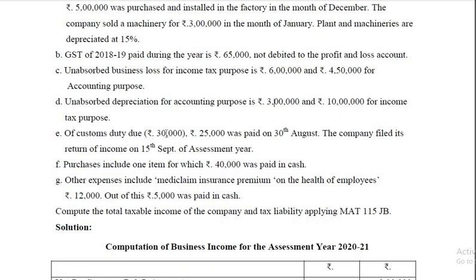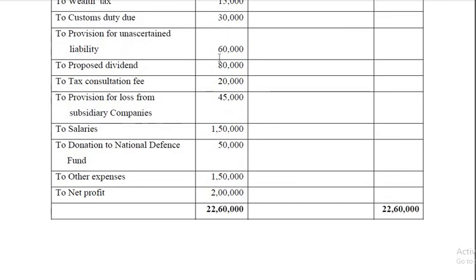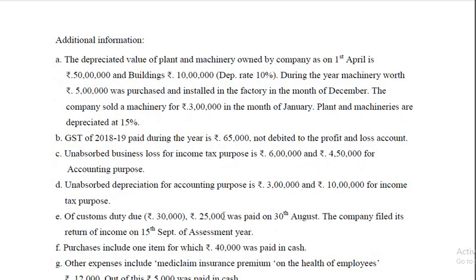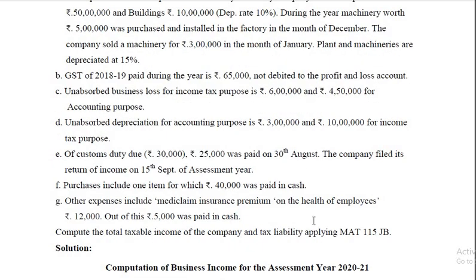Next, of the customs duty 30,000, you find here on the debit side customs duty 30,000 due. Of that, 25,000 is paid on 31st August. That means it is before filing the income tax returns. Actually, income tax returns are to be filed before 30th of September. That is the last date for filing the income tax returns of companies. But here they are submitted before that, 15th September. And the customs duty is paid even before that on 30th August. That is very much allowed. So what is unpaid? Out of 30,000, 25,000 is paid. 5,000 is not paid. That is disallowed.